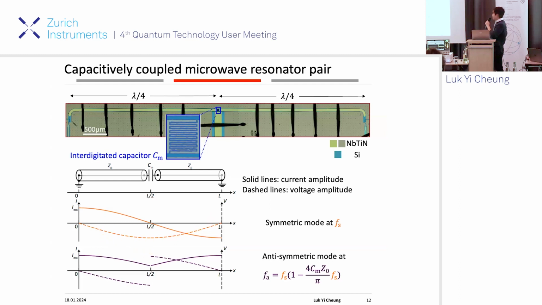And on top of that, or like below that, actually, you have the anti-symmetric mode, where when you look at the voltage amplitude, it's anti-symmetric around the coupling capacitance. Both modes have current antinodes at the ends to ensure that there's also coupling to the Andreev qubits, because we place our Andreev qubits there. The frequency of the anti-symmetric mode is a bit lower. One can analytically calculate this using the transmission line model.